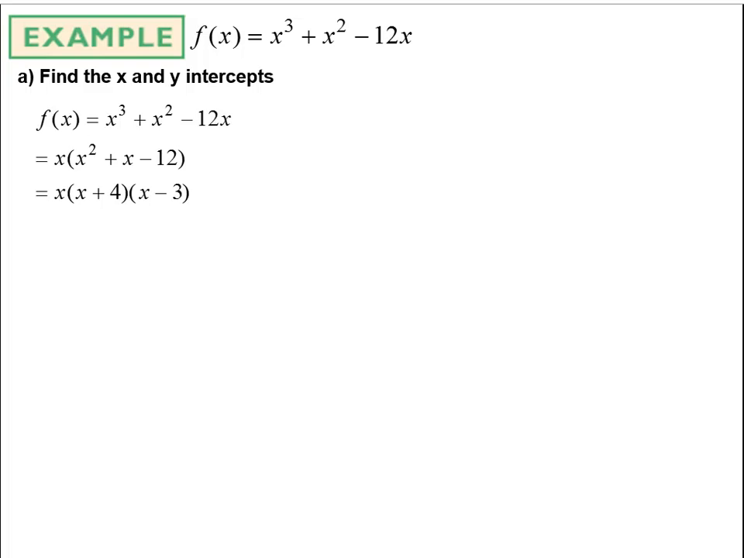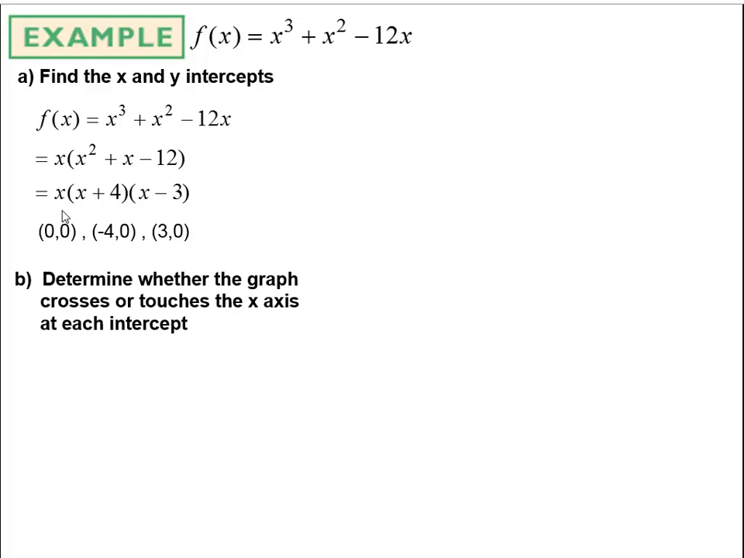Right? So that gives me my x-intercepts. So I'm going to have 0, -4, and 3 as my x-intercepts. Right? And notice the y-intercept I already found. Right here is my y-intercept as well.